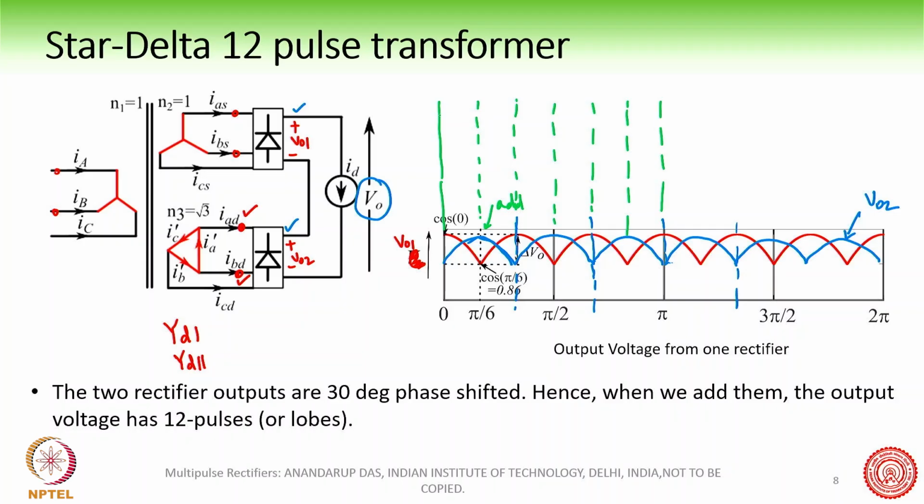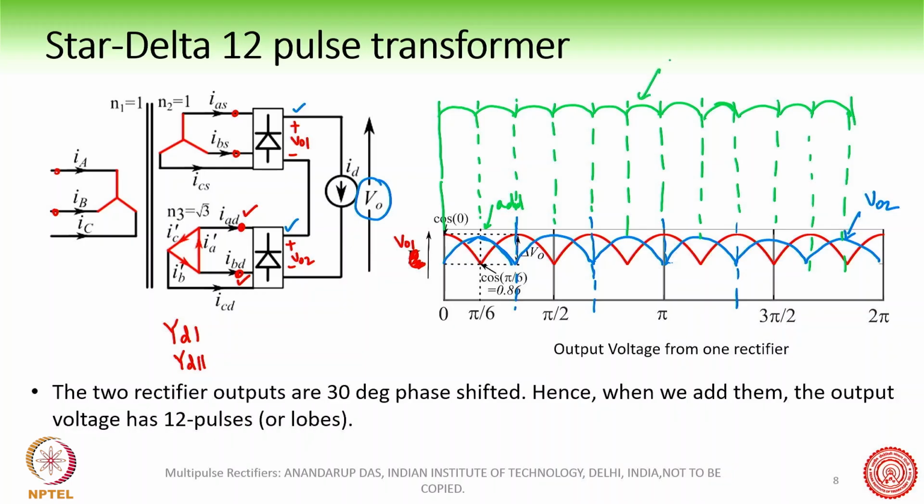You will see that this waveform is like this, right? So basically you will see that there are now, this you can do yourself, you can do the verification yourself, right? Okay, so it is a sum of these two, and this will contain 12 lobes or pulses. Okay, so when we add them, we get a 12 pulse rectifier.